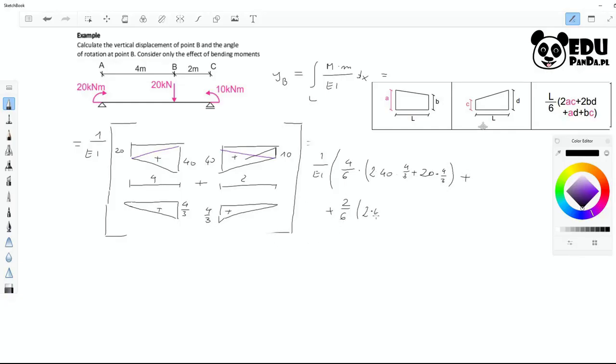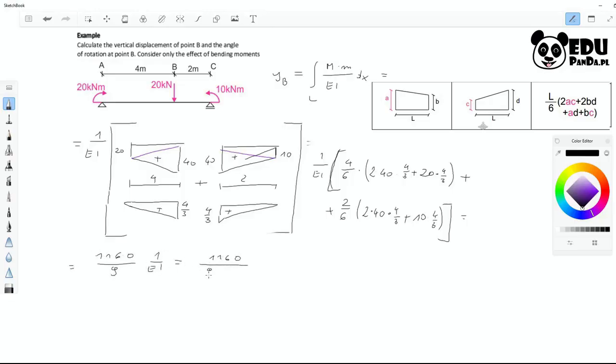Second figure, 2 times what's on the same. 2 times 40 times 4/3. Add 2 times what's on the same. 10 times 0. We skip that. Crosswise 40 times 0. We skip. Add 10 times 4/3. And that's it. We get 4/6 times 2 times 40 times 3. Add 20 times 4/3. Add 2/6 times 2 times 40 times 4/3. Add 10 times 4/3. And it comes out the same, 1,169ths, which is 1,169ths EJ.